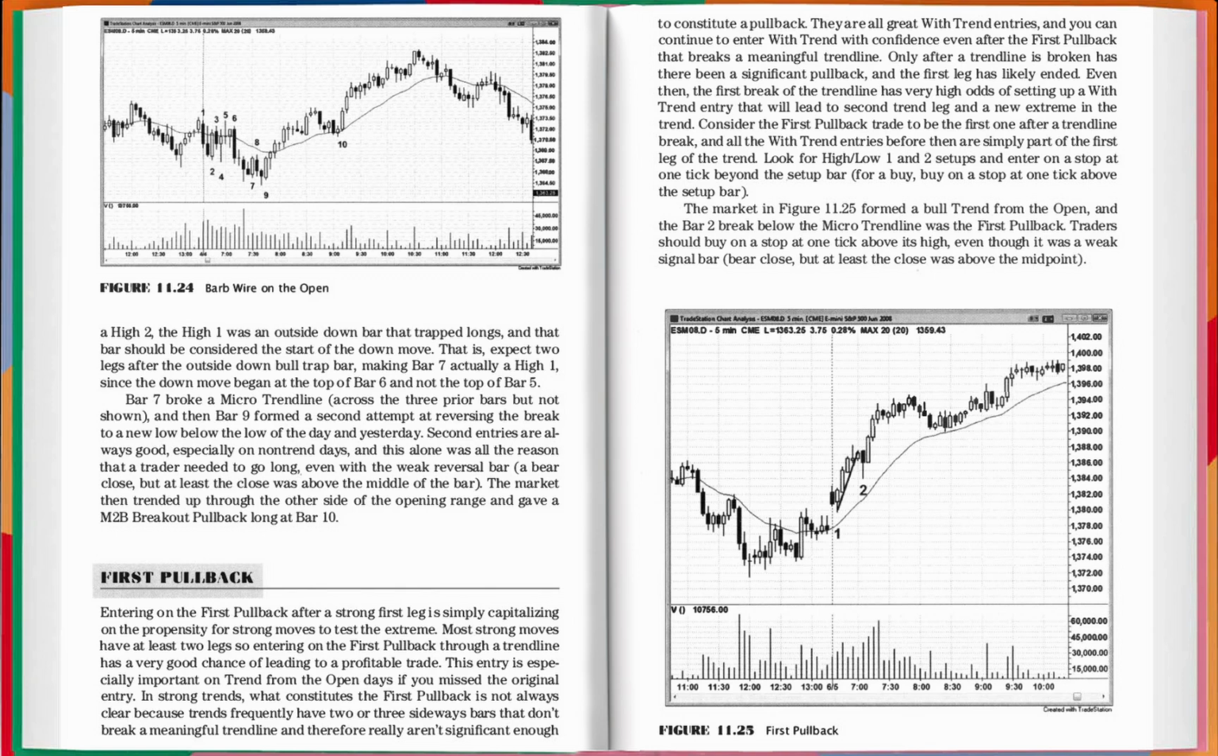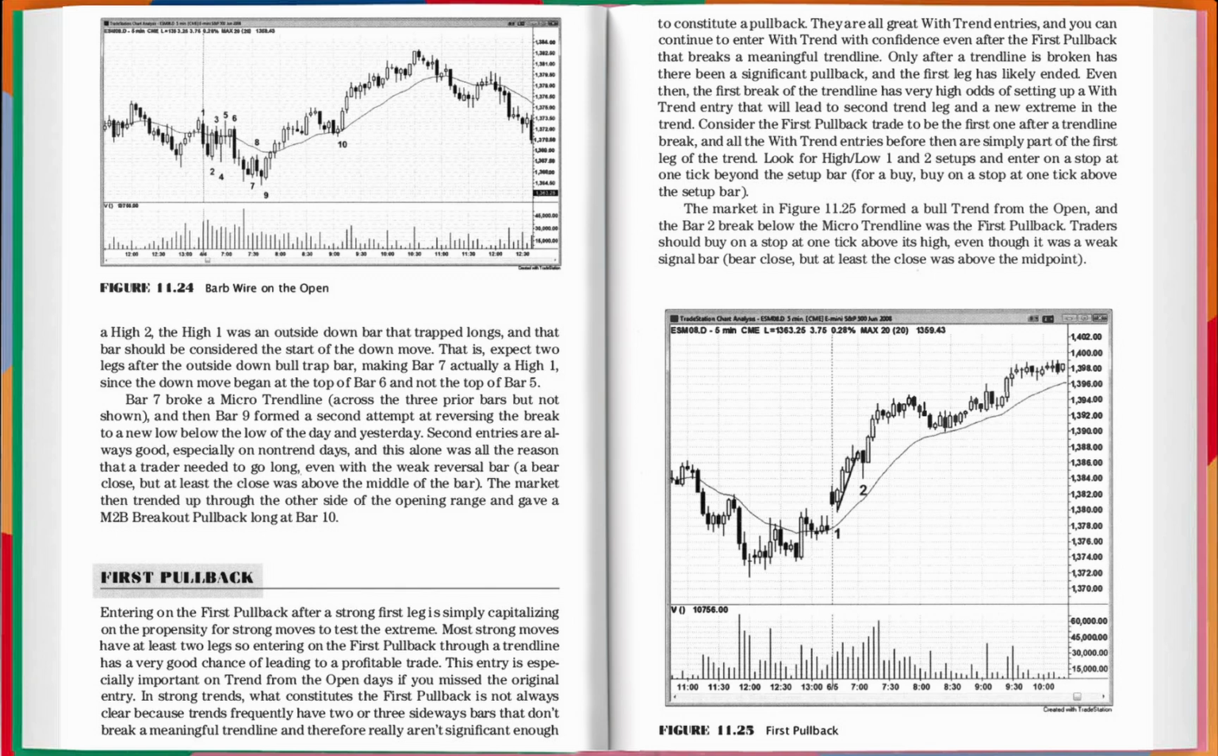That is, expect 2 legs after the outside down bull trap bar, making bar 7 actually a high 1, since the down move began at the top of bar 6 and not the top of bar 5. Bar 7 broke a micro trend line across the 3 prior bars, but not shown. And then bar 9 formed a second attempt at reversing the break to a new low below the low of the day and yesterday. Second entries are always good, especially on non-trend days, and this alone was all the reason that trader needed to go long, even with the weak reversal bar with a bear close, but at least the close was above the middle of the bar.